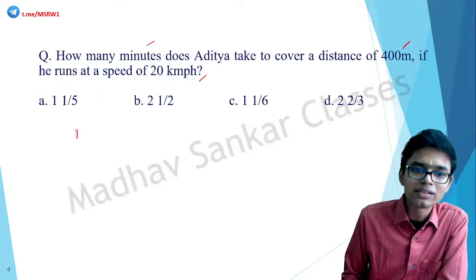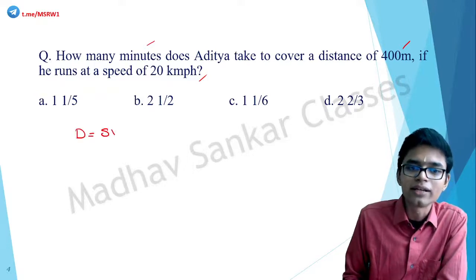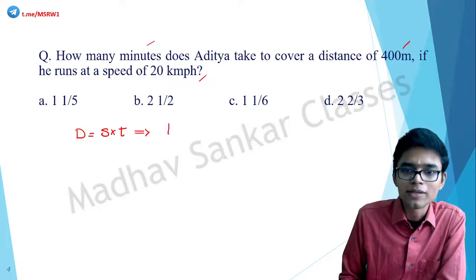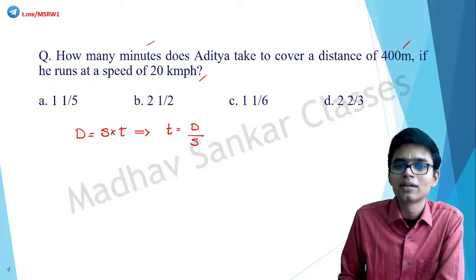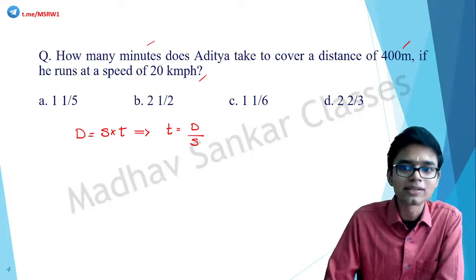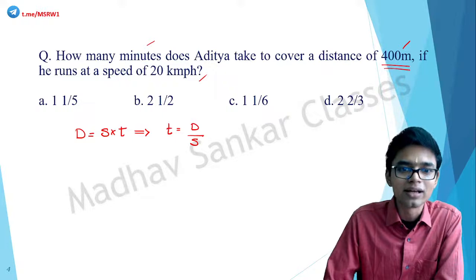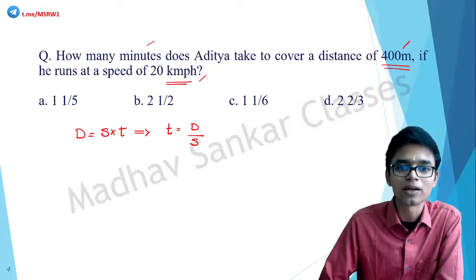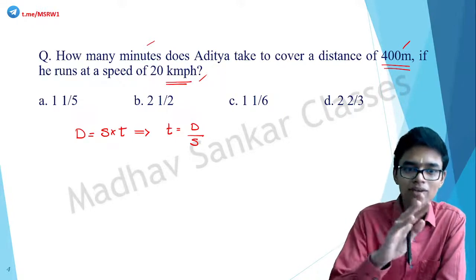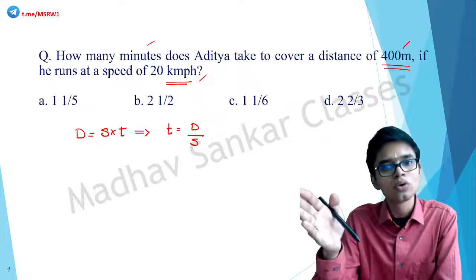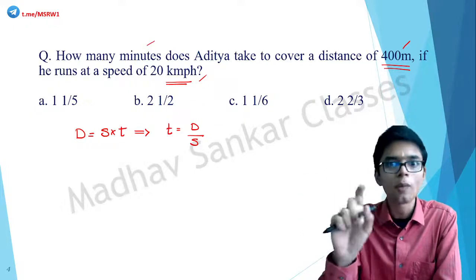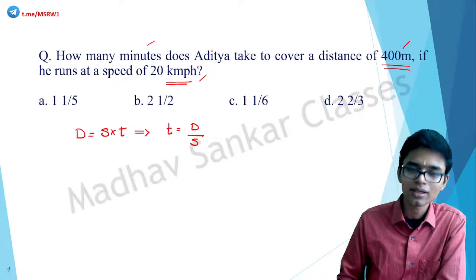So distance is equal to speed into time. Correct? This implies time is equal to distance by speed. Correct? So here the only problem is distance is given in meter and speed is given in kilometer per hour. So you have to convert the whole thing into a common unit, a same unit. Correct?